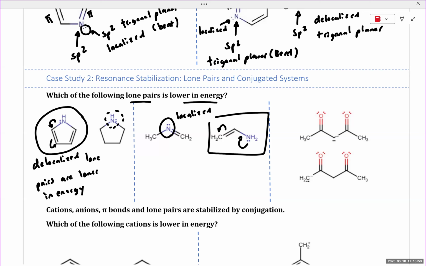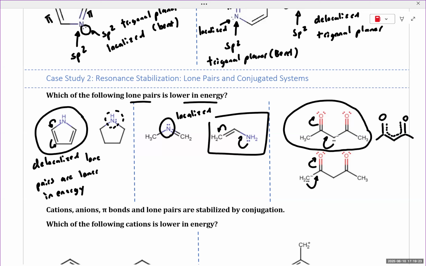Now, this next case is pretty interesting. Here, both of the lone pairs can be delocalized. However, in this case, for the first structure, we can delocalize our lone pair across multiple atoms. And because we can spread this electron density across more atoms, this top structure's lone pair will be lower in energy. So when a lone pair is conjugated to more atoms participating in a pi system, generally that lone pair is going to be more stable and lower in energy.